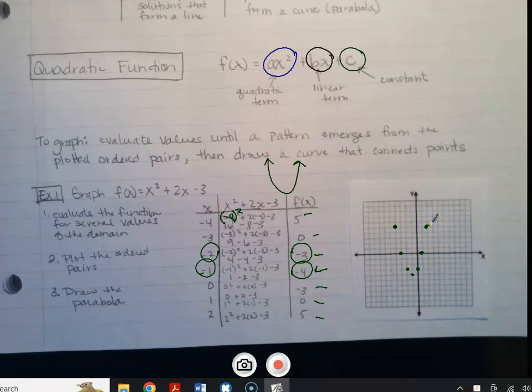Okay, what do you notice? It makes the parabola thing. Okay, so I'm going to draw my curves. Yeah. We want it to be a smooth curve, not a harsh V, but yes. Do you notice anything else?